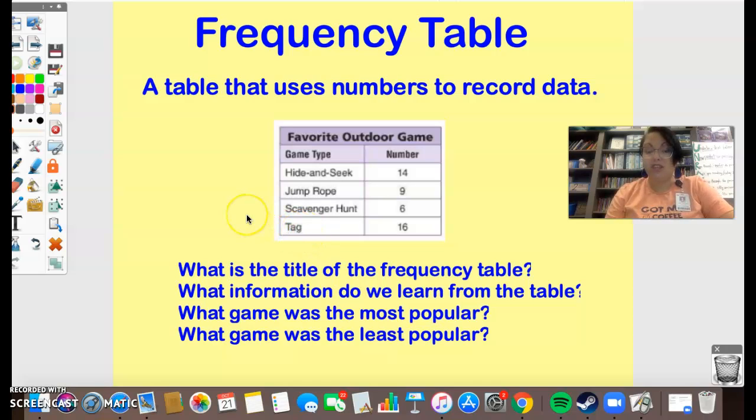Let's see if you can find the least popular. Shout it out. I can't hear you, but I bet a bunch of you said scavenger hunt because that only has 6. So this is pretty easy stuff, right? This is not anything new. We're just learning what each part is called and what it means. So let's move on to the next page.